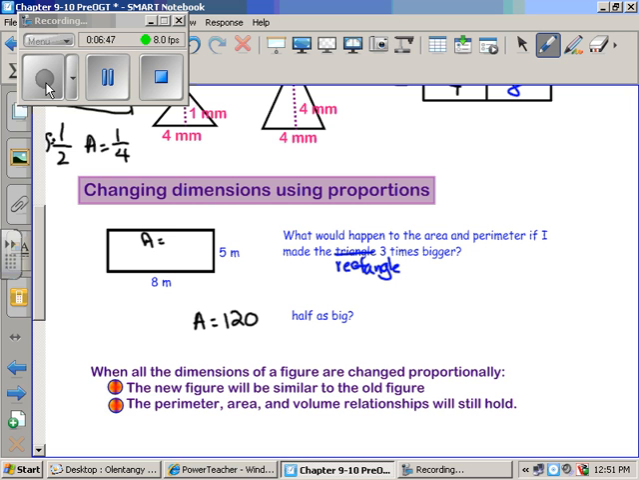What's the area of this one? 40. 40, right? Base times height. What's the perimeter? 26, right? 8 plus 8, 5 plus 5, that's 26. Okay? Now, if I make a shape 3 times bigger, that's going to mean the sides are what? Which is what? 15 and 24. Good.